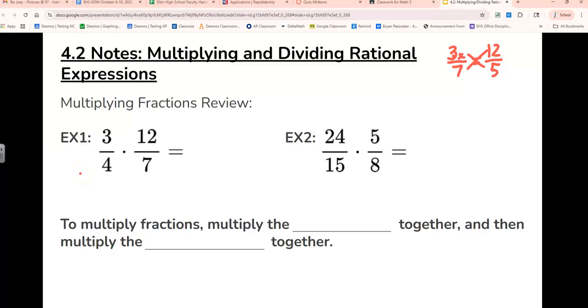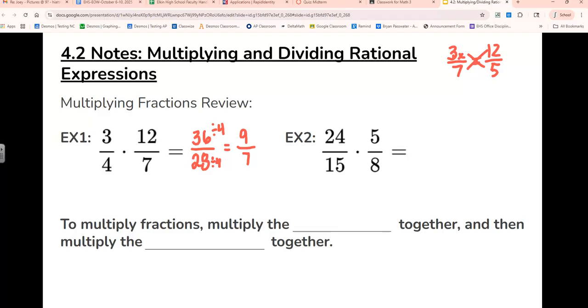So you have a couple options. You can just multiply straight across. You'll get 36 on the top. You'll get 28 on the bottom. And then it needs to be reduced. So how do we reduce that? We're going to divide. What will go into both of those? 4. So if I divide by 4, I'll get 9 in the top. If I divide by 4 in the bottom, I will get 7. So 9 sevenths.